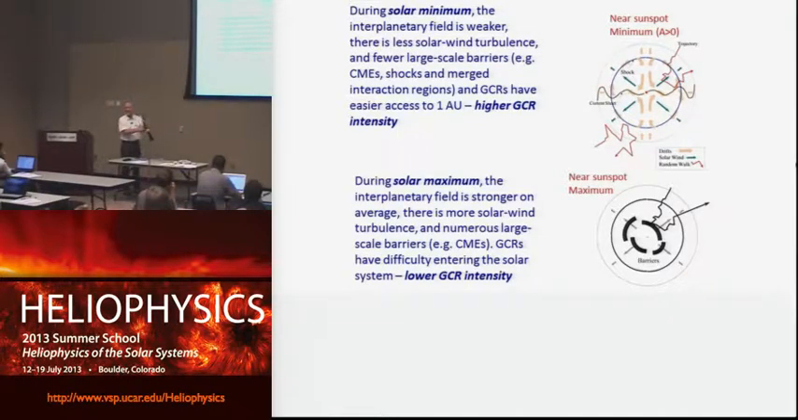But if you have lots of these things, which you do during solar maximum, the cosmic rays just say, okay, I give up. I'm not coming in. I'm not going to make it to Earth this year. Okay? And so the cosmic rays are lower during solar maximum.